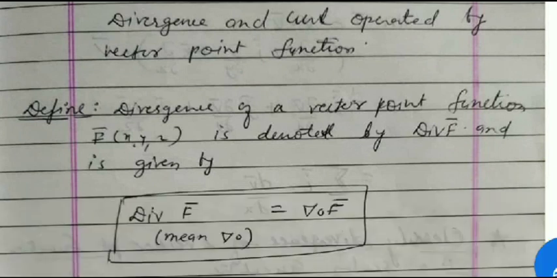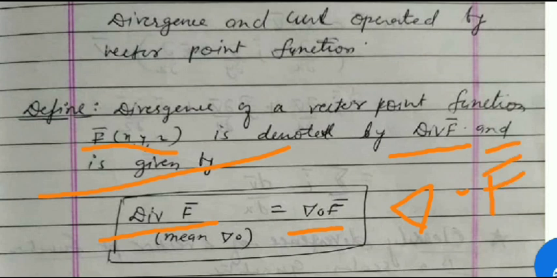Divergence of a vector point function f bar xyz is denoted by divergence f bar and is given by divergence of f bar equals del dot f bar. We already know that divergence means del dot vector point function f bar.